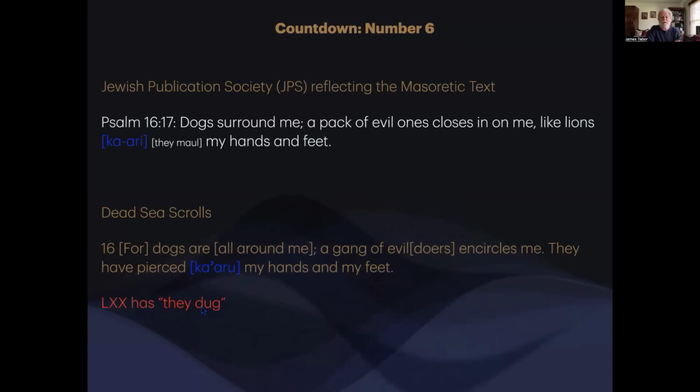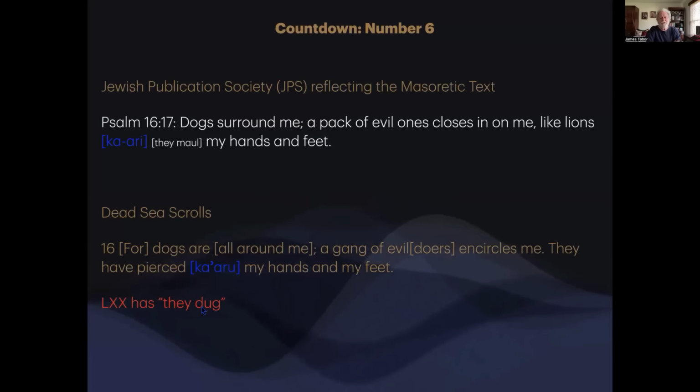So those are the first five examples. This is short. We just want to get an overview of this. But in the next video, I'm going to do the final five. So five, four, three, two, one, and I'll end up with the number one difference in my view between the Dead Sea Scroll text of the Bible and the Masoretic or the traditional Hebrew text.